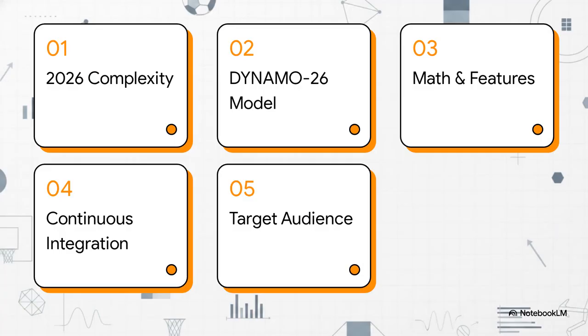Okay, let's dive into this. We've got a really clear structure today. First, we'll look at the 2026 tournament complexity. Number 2, defining the prediction model. Third, the mathematical and feature mechanisms. 4, the innovation of continuous integration. And finally, number 5, the target audience and purpose. We're going to completely deconstruct this Dynamo-26 paradigm and modern machine learning pipelines.